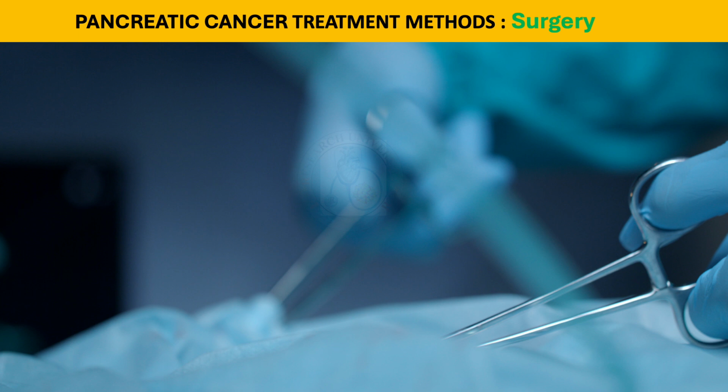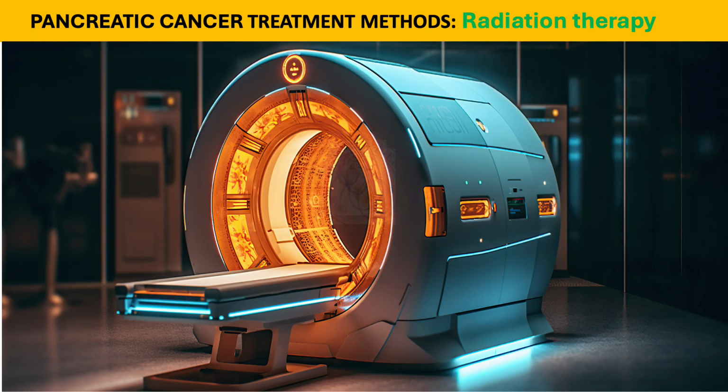If the tumor is operable and the patient is in good health, different surgical procedures may be performed, including the Whipple procedure or the distal pancreatectomy. Next one is radiation therapy. Radiation therapy uses high energy beams to destroy the cancer cells and it may be used before the surgery, like neoadjuvant radiation therapy to shrink the tumors, or after the surgery, adjuvant radiation therapy, to kill any remaining cancer cells present in the body.